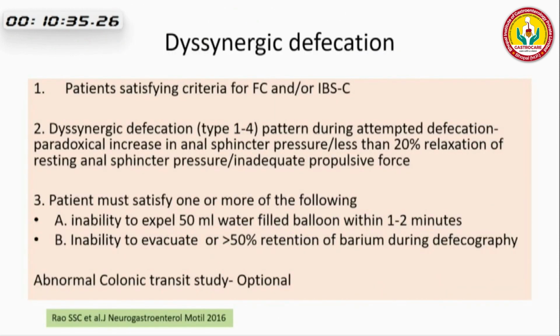The fourth subcategory that is of special interest to gastroenterologists is dyssynergic defecation. So here patients usually have functional constipation or IBSC, but they have associated features of dyssynergia, which is that they have a paradoxical increase in the anal sphincter pressure on attempted defecation as tested by anorectal manometry. They have less than 20% relaxation of the resting anal sphincter pressures on attempted defecation, and they have inadequate propulsive force. In addition, patients have an abnormal balloon expulsion test or have abnormal MR or barium defecography.